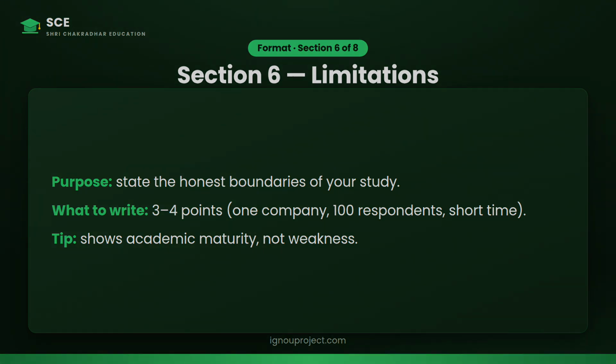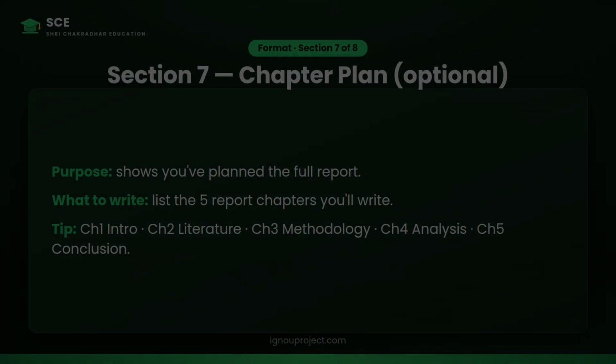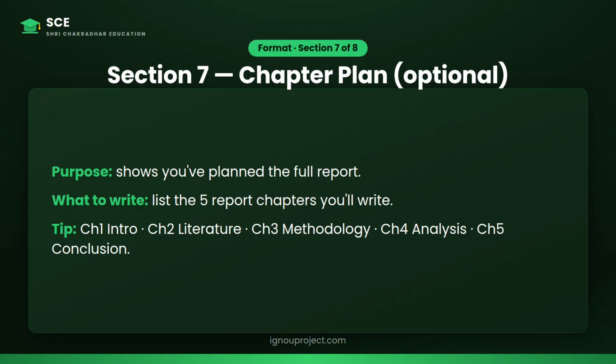Section 7. The chapter plan. This one is optional, but it is good to include. Simply list the chapters your final report will have, typically Chapter 1, Introduction, Chapter 2, Review of Literature, Chapter 3, Research Methodology, Chapter 4, Data Analysis and Interpretation, and Chapter 5, Conclusions and Recommendations. This shows the evaluator that you have already planned your full report.